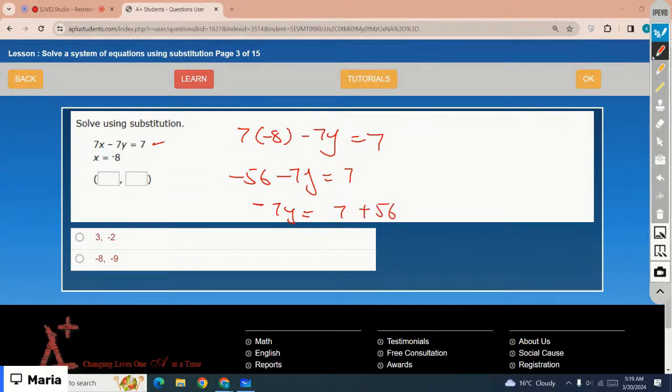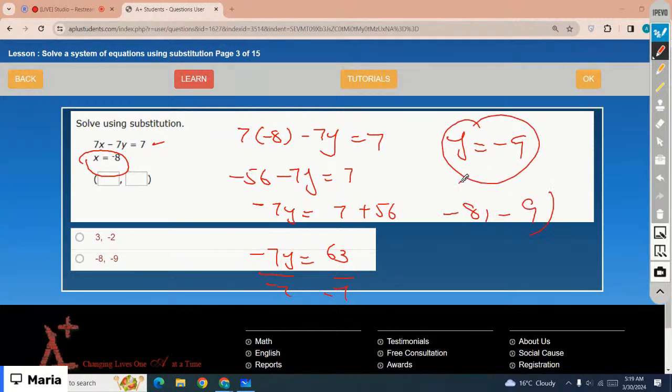So 56 plus 7 is 63. It is negative 7y equals 63. Now divide both sides by negative 7. So that is y equals negative 9, right? So you already have x equals negative 8 and y equals negative 9. So the correct option is negative 8 and negative 9. Option number 2 is the correct option.